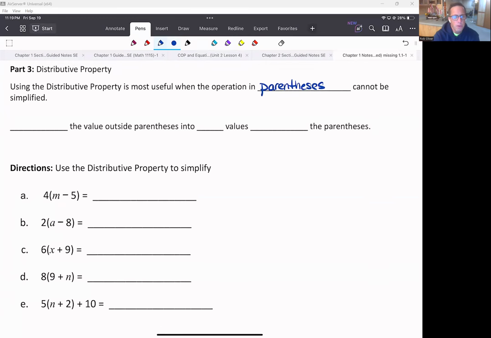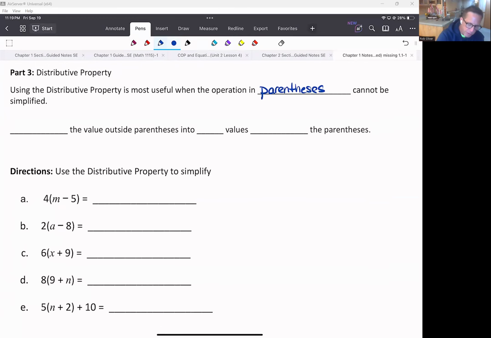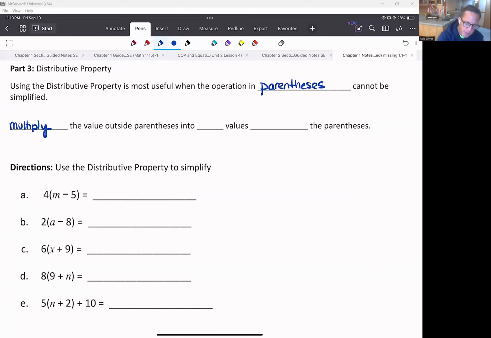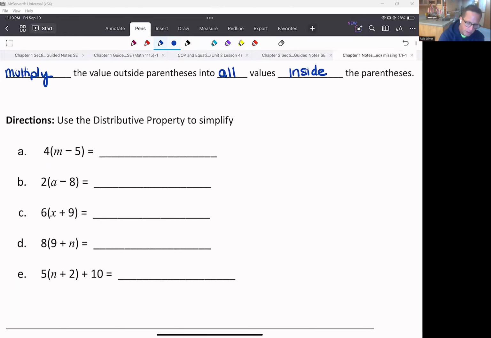All right, so when you're distributing, what you're going to do is multiply the value outside the parentheses into all values inside the parentheses, not just what's closest, not just the first value, but all values. All right, so that is what you're going to do. So we're going to distribute the 4 into the m. In other words, we're going to multiply 4 times m, and we're going to distribute the 4 into the 5. Or in other words, multiply 4 times 5.